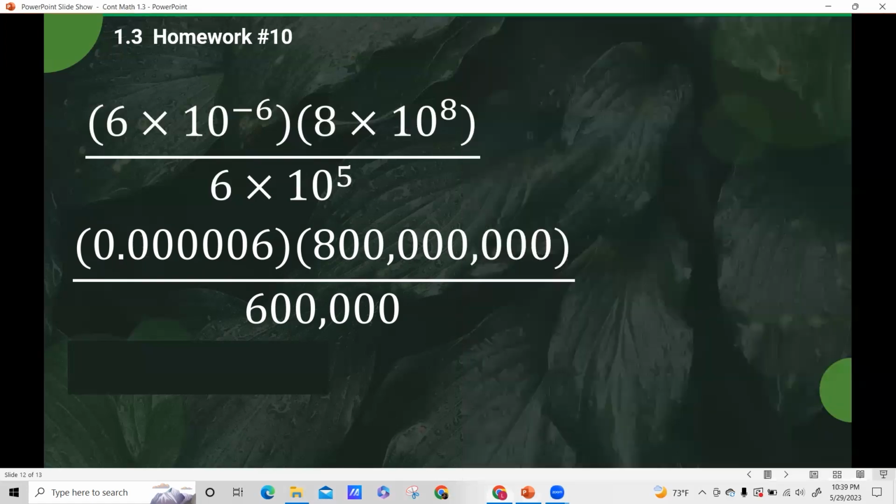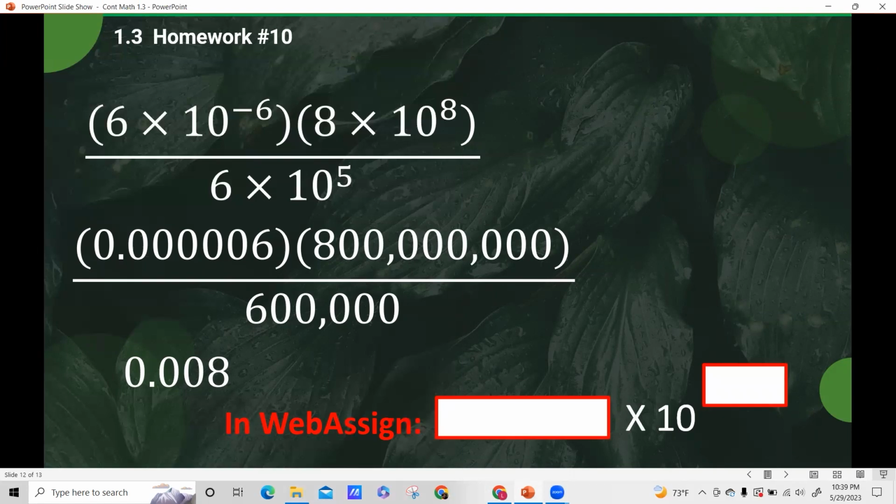0.008. Okay, 0.008. Then remember we have WebAssign, and in WebAssign they're going to want your answer like this. So we have 0.008, and I'm going to have to move this decimal place 1, 2, 3. So I have 8 times, now what's going to go here? I moved the decimal place 3 times, but do I put a 3 here? What do you think? This is a very small number, so hopefully you see that a negative 3 goes there. So 8 times 10 to the negative 3rd. Alrighty.